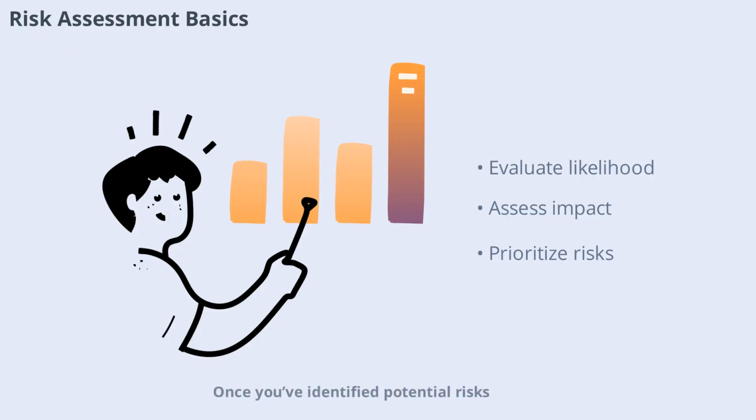Once you've identified potential risks, the next step is to assess their likelihood and impact. Not all risks are created equal, some are more probable or could cause greater harm than others. Risk assessment involves evaluating each risk's probability and the severity of its consequences. This helps you prioritize which risks need immediate action and which can be monitored. A structured assessment process ensures that resources are allocated efficiently and that critical risks are not overlooked.